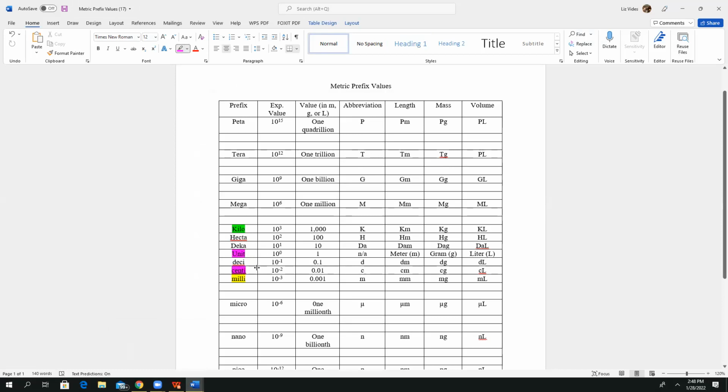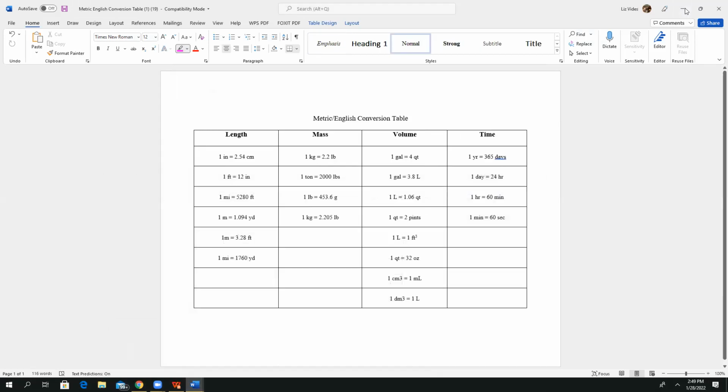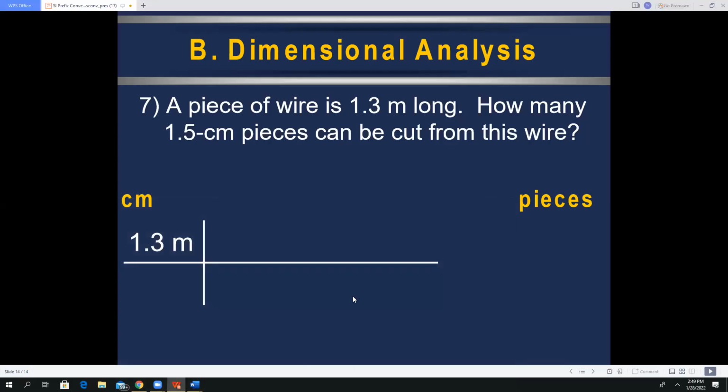So we're going 1, 2, just 2 down. Okay. So now that we know that, we need to put here that for every 1 meter, there's 1 times 10 to the second centimeters or 100, either one. Then the next procedure would be to say every piece, right? 1 piece is equal to 1.5 centimeter.